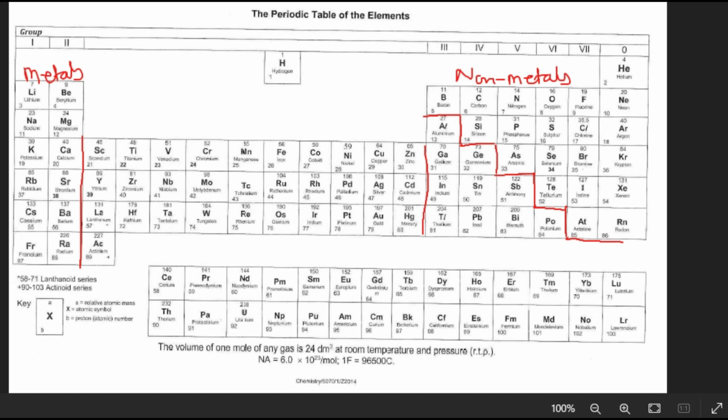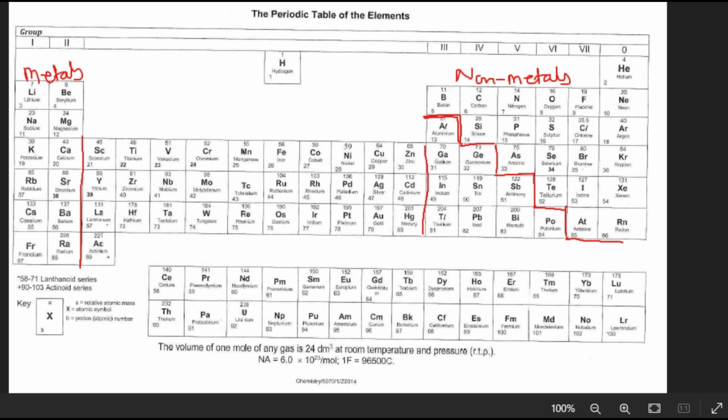Now, let's use our periodic table to identify metals from non-metals. So we use this zigzag line or this staircase. This zigzag line separates the metals from the non-metals. To the left of this zigzag line on the periodic table are metals, and to the right of the zigzag line are non-metals. So if you have a combination of metals and non-metals, you will form ionic compounds.